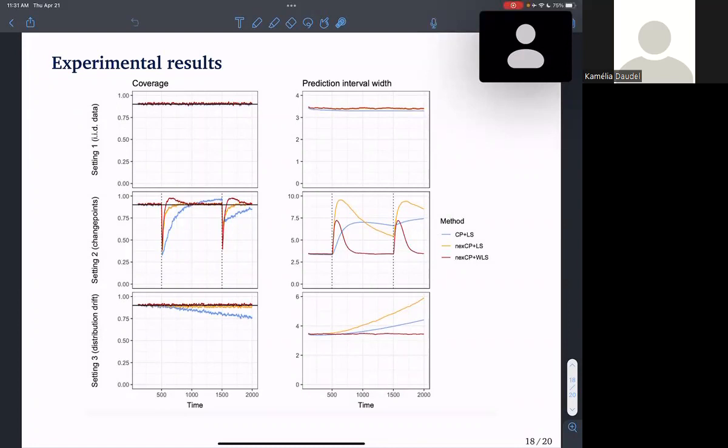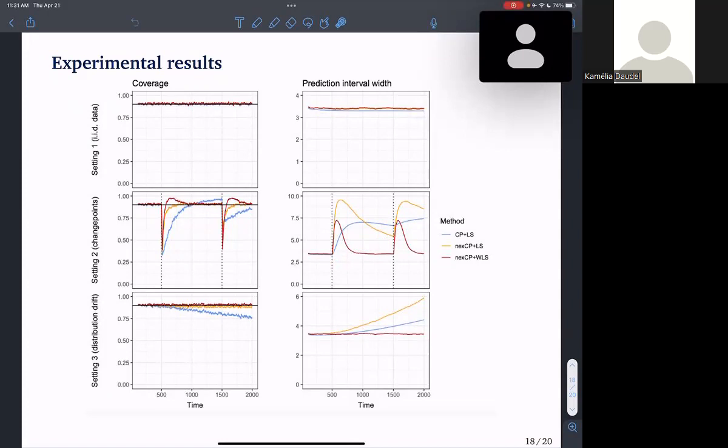In setting 2, where you have these drastic changes, you can see over here that the coverage changes drastically also, when you hit those points. And you see that NexCP plus WLS recovers very quickly. And even without the tags, NexCP plus LS recovers fairly quickly. But the blue one, which is CP plus LS, is fairly slow to recover and get the same coverage. And the prediction interval widths over here are also the smallest for NexCP plus WLS. For CP plus LS, you can see that it keeps increasing as your distribution changes.